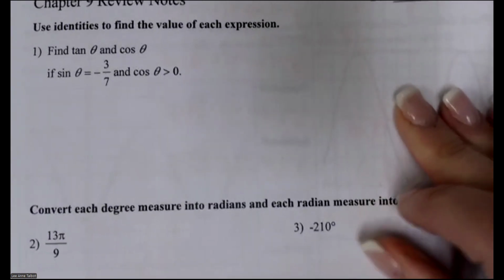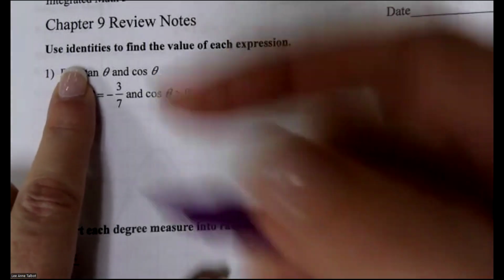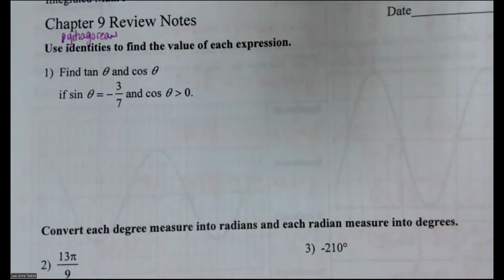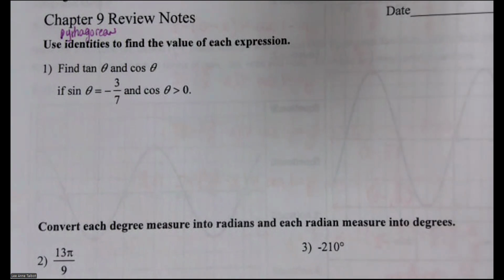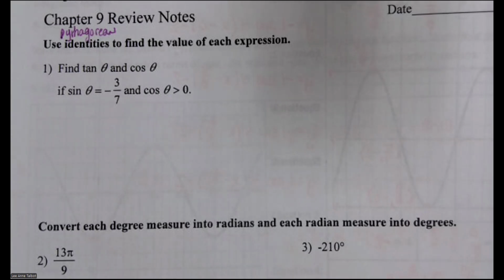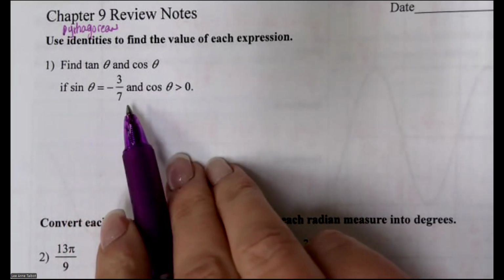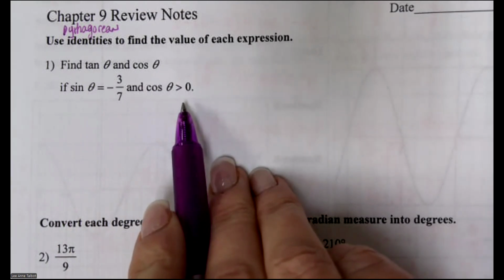Okay, let's go on this first one. If I were you, I would add the word Pythagorean up here next to identities, because on my topic list, I said Pythagorean identity. It'd be great if you knew what that was, and that's this. Use Pythagorean identity to find the value of each expression. Find tan and cosine if sine is negative 3/7 and cosine is greater than 0.